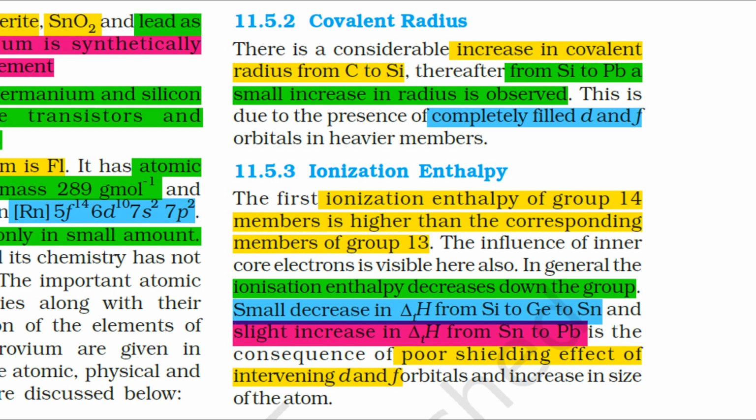Next, in general, ionization enthalpy decreases down the group. Here from carbon to tin, ionization enthalpy decreases, but between tin and lead it increases slightly. The reason, can you guess? Yeah, again the d and f electrons, poor shielding effect. So you can remember it like this: in carbon family, ionization energy first decreases from carbon to silicon, then again decreases in silicon and germanium, then again decreases in germanium and tin, but in the last it increases between tin and lead, but the increase is very slight.